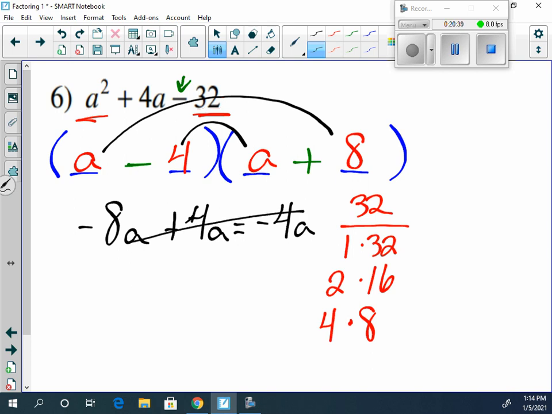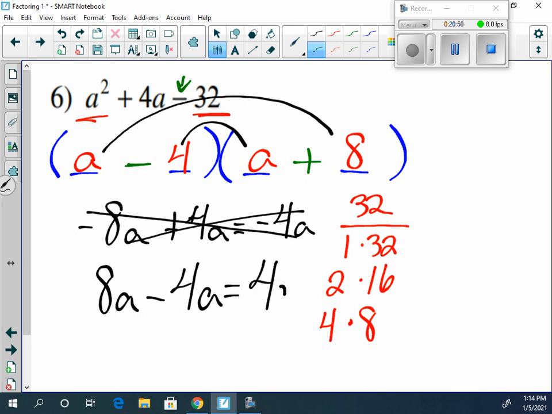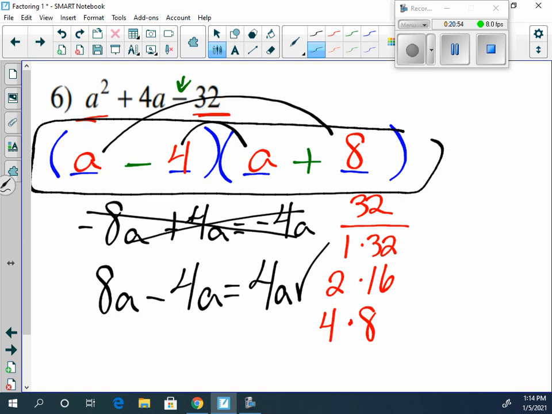So here, once we flipped it, this isn't correct anymore. A times positive 8A gives positive 8A. Negative 4 times A would be minus 4A, which would give us the 4A that we wanted. So this here is the correct answer. So we just needed to flip the signs for that one there.